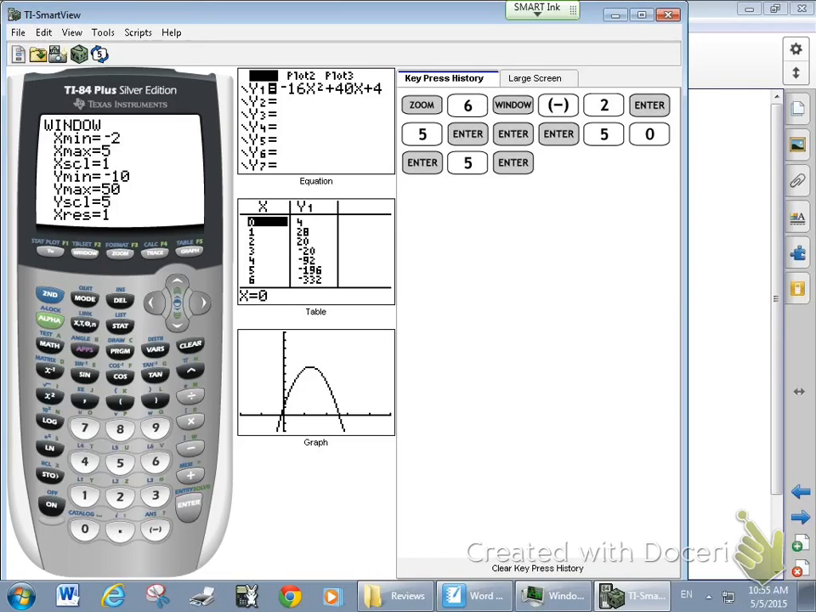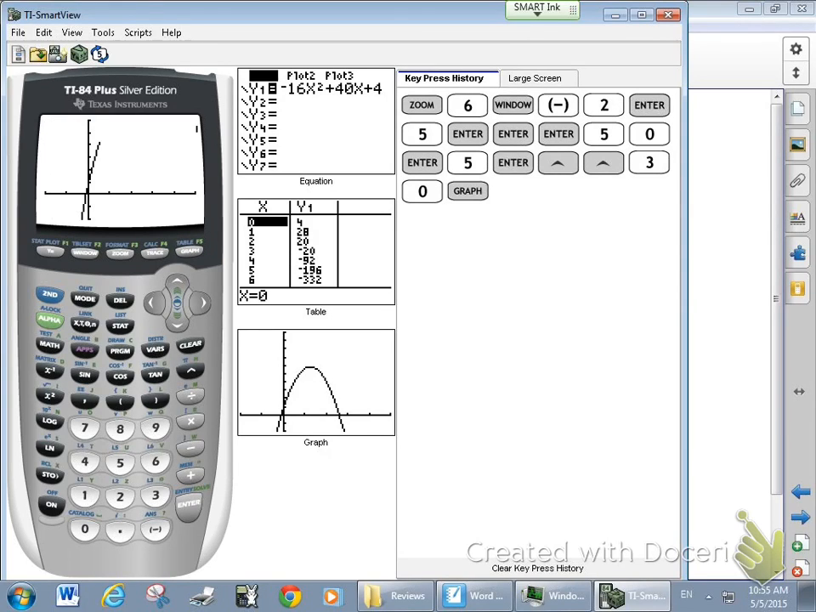On my graph down here to the right, you see that there's a lot of room on the top, which means that my y-max is way too big. So I need to change that to about, let's try 30. Let's see if that helps. And it does. You can tell that it definitely helps and that it now uses much less room.